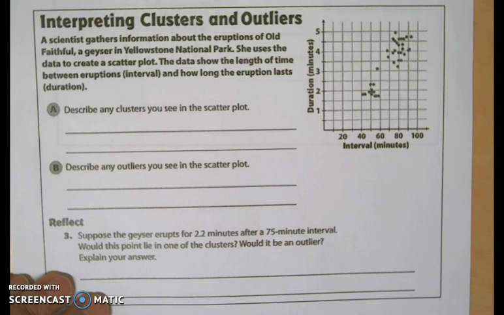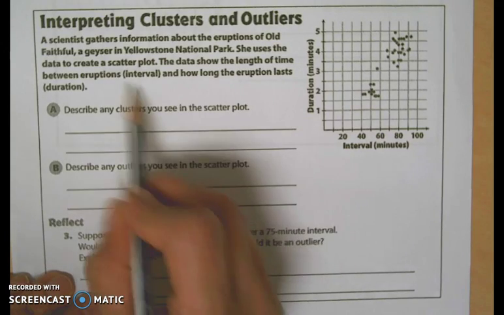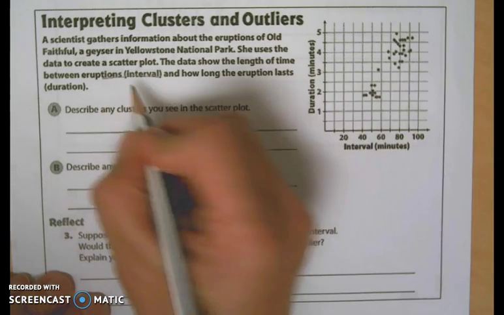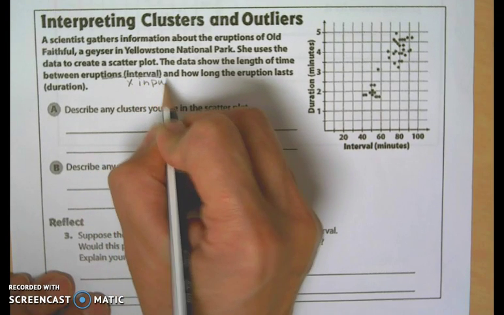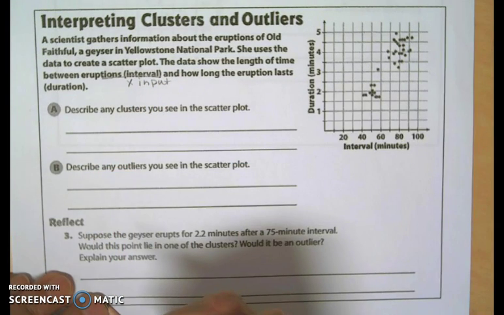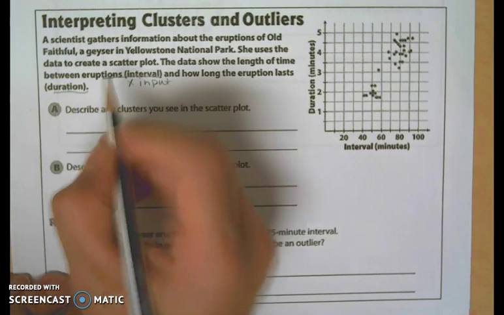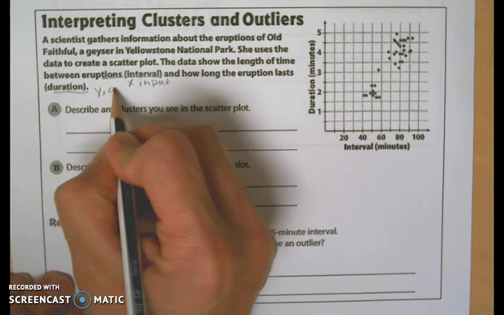Interpreting clusters and outliers. A scientist gathers information about the eruptions of Old Faithful, a geyser in Yellowstone National Park. She uses the data to create a scatter plot. The data shows the length of time between eruptions, which is on the x-axis. It's the input. And how long the eruption lasts, the duration, is on the y-axis. It's the output.